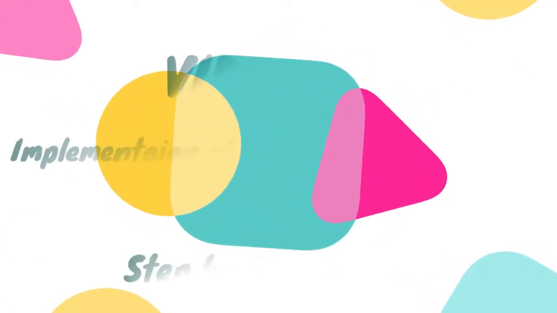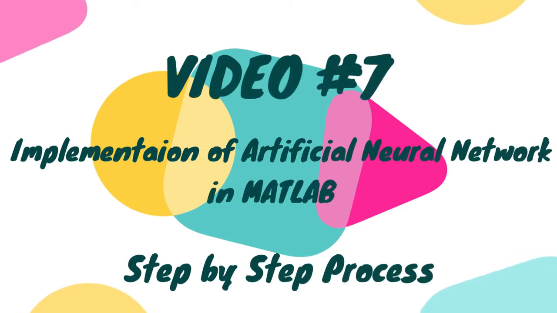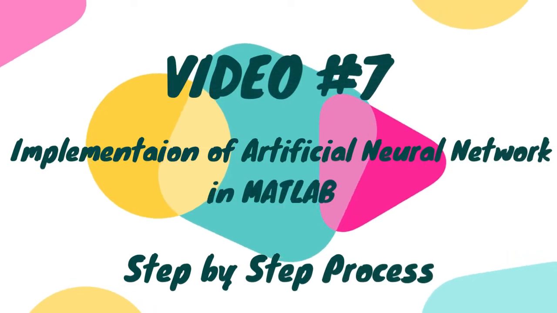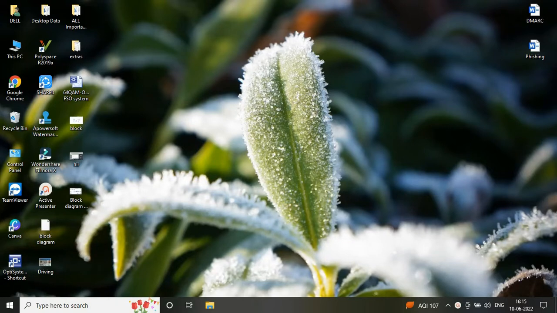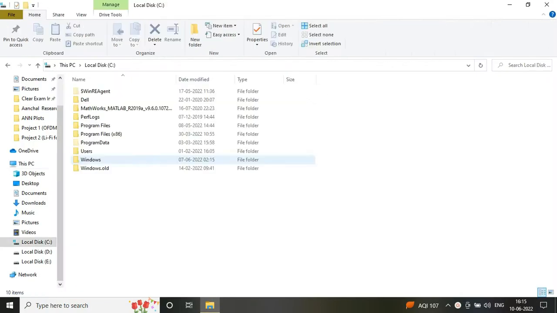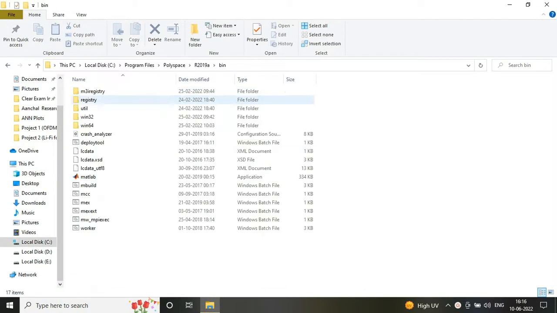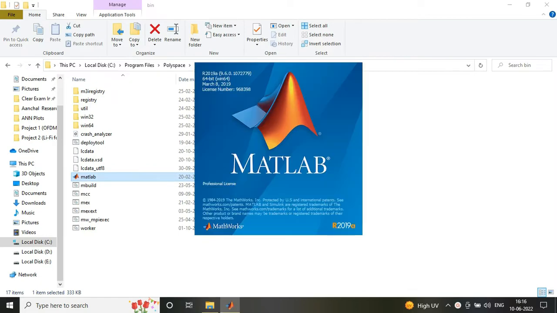So today we are going to discuss ANN, that is our artificial neural network implementation in MATLAB. And today we will discuss a complete step-by-step process of ANN. Firstly, we will open our MATLAB.